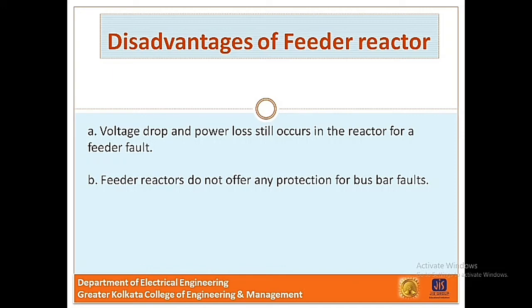And there is another disadvantage. If the number of generators is increased, the size of the feeder reactor will have to be increased to keep the short circuit current within the ratings of the feeder circuit breaker.